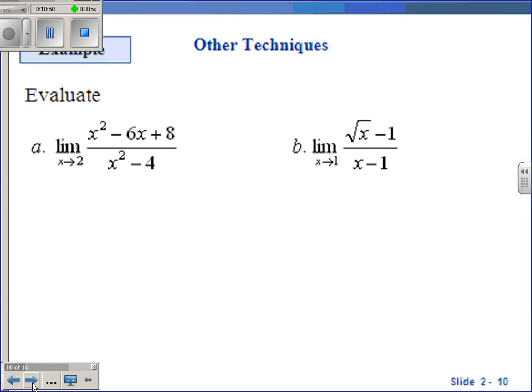So now, two other techniques I want to show you. The first one, if I have a rational function, the first thing I'm going to do is see, can I evaluate it? Because if it's a rational function and the denominator is not 0, then all I have to do is evaluate. Just substitute it in, and that will give me the limit. But I notice quickly when I put the 2 into that denominator, I get 0 in the denominator. So that means that I can't use the rules that I've used before to find this limit.